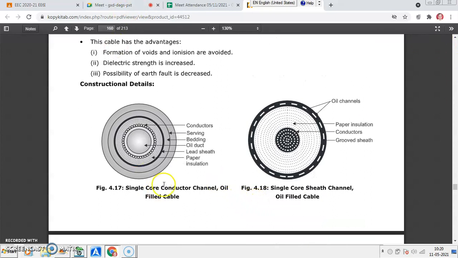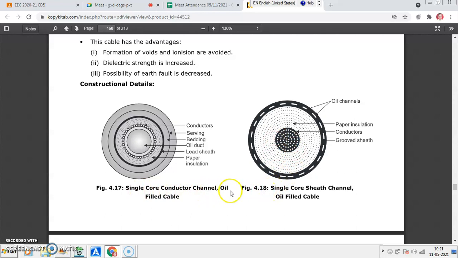So, the construction of such a type of cable. Here an oil duct is provided. Oil duct, paper insulation, lead sheath, bedding, serving and conductors. So these are the conductors. This is a conductor, and centrally you have an oil duct. You may have a duct for sulfur hexafluoride gas. This is another type of construction.